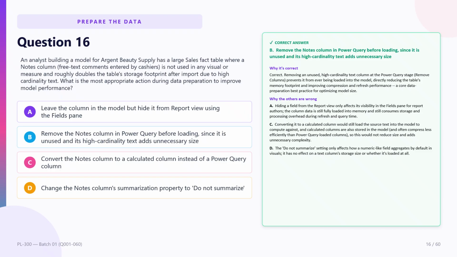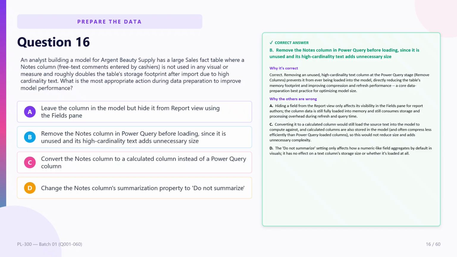The correct answer is B. Remove the notes column in Power Query before loading, since it is unused and its high cardinality text adds unnecessary size. Here's why. Removing an unused high cardinality text column at the Power Query stage, Remove Columns, prevents it from ever being loaded into the model, directly reducing the table's memory footprint and improving compression and refresh performance, a core data preparation best practice for optimizing model size.